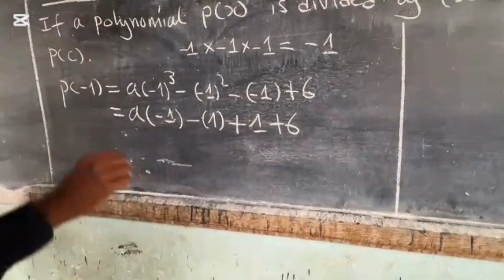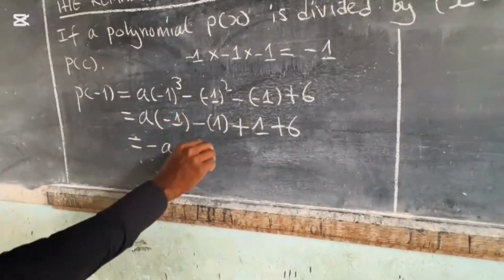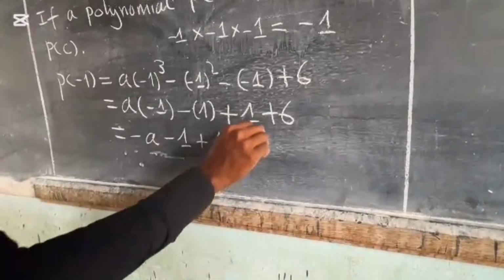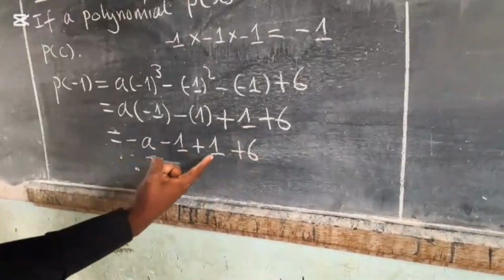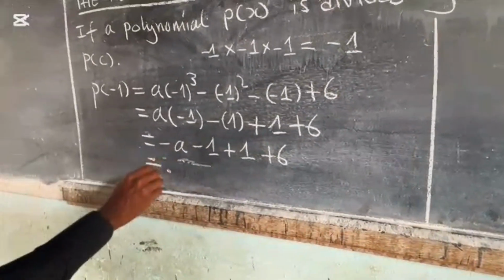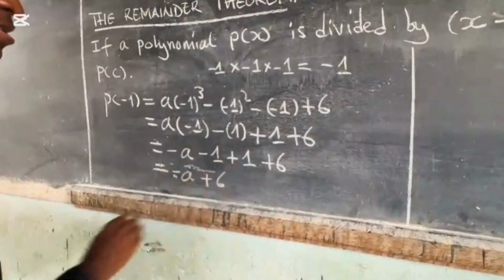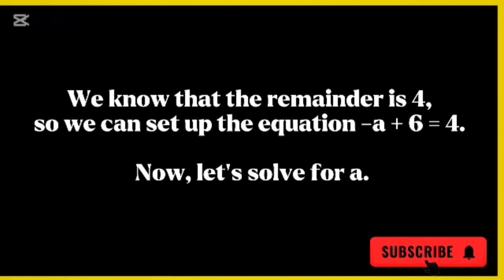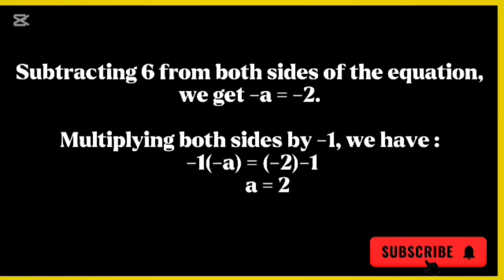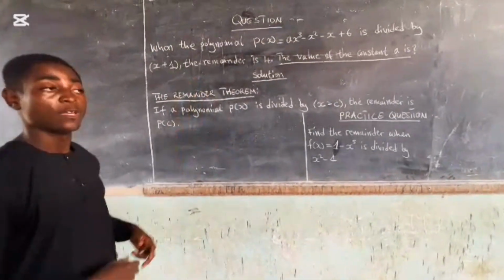So this equals negative a minus 1 plus 1 plus 6. Negative 1 plus 1 is the same as 1 minus 1, which gives us 0, so this equals negative a plus 6. Since the remainder is 4, a is 2. So the original polynomial function is obtained by fitting in the value of a, which is 2.